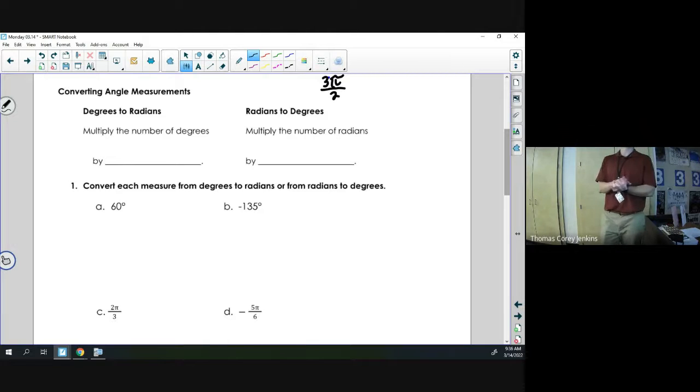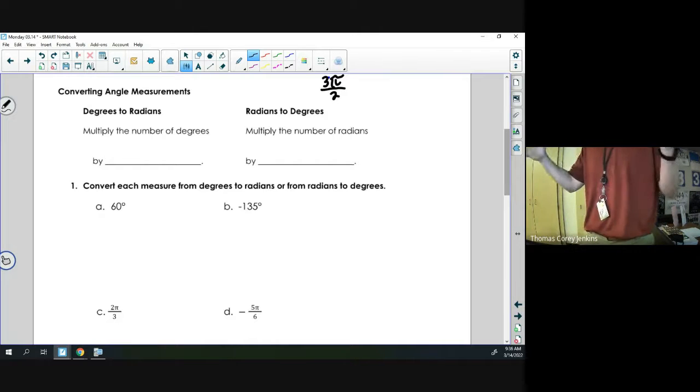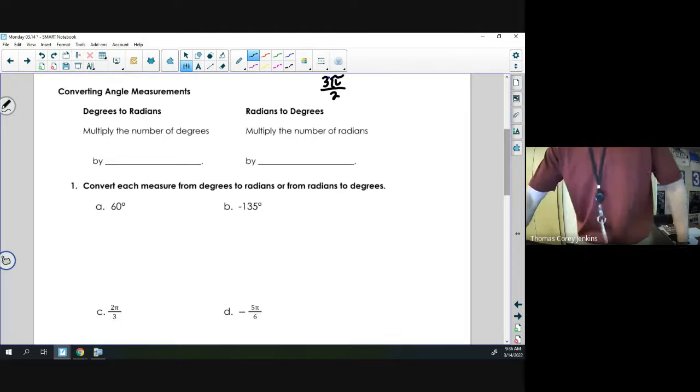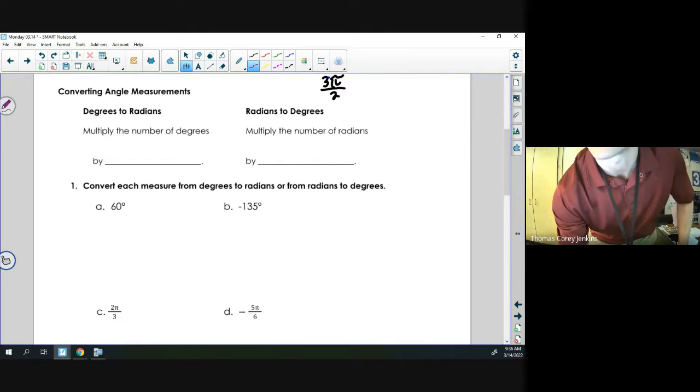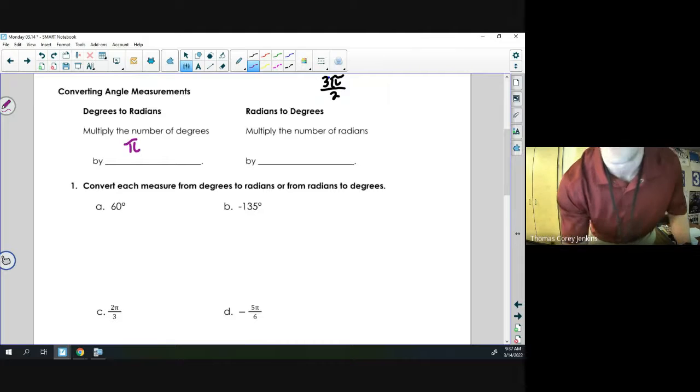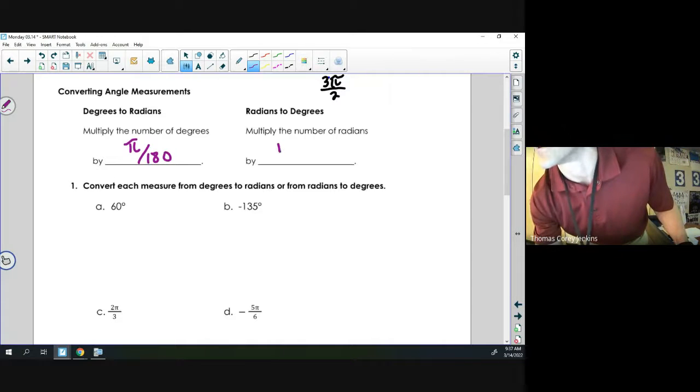All right. So how do we measure something in radians if we're given degrees? You use this conversion factor. It is pi over 180. And then to go back the other way, to go from radians to degrees, we just flip it: 180 over pi.